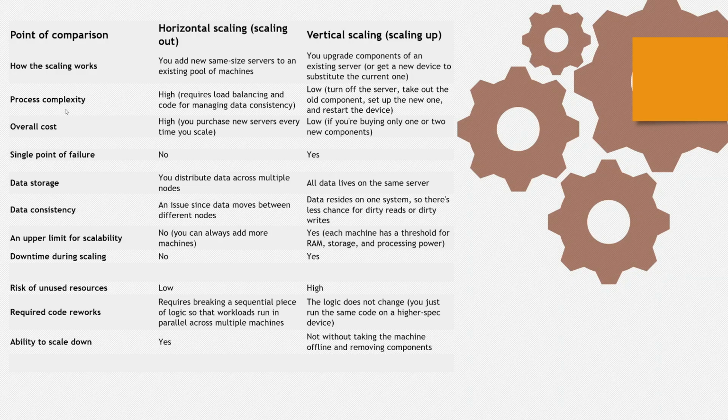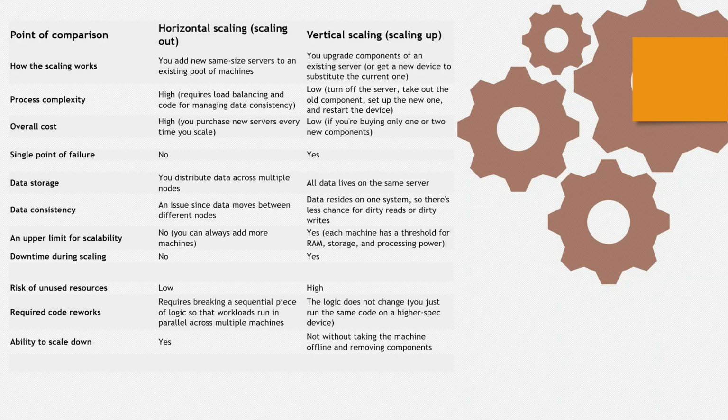Second point, process complexity. In horizontal scaling, the complexity is much more because it requires data consistency and we have to add load balancers to it. But in vertical scaling, we turn the old machine off, make changes, turn it back on.